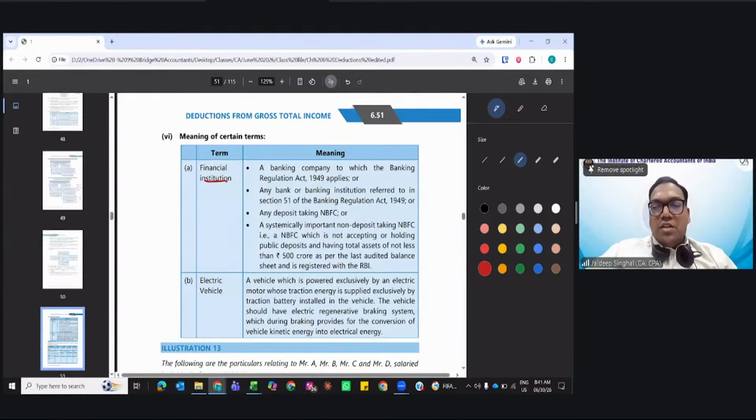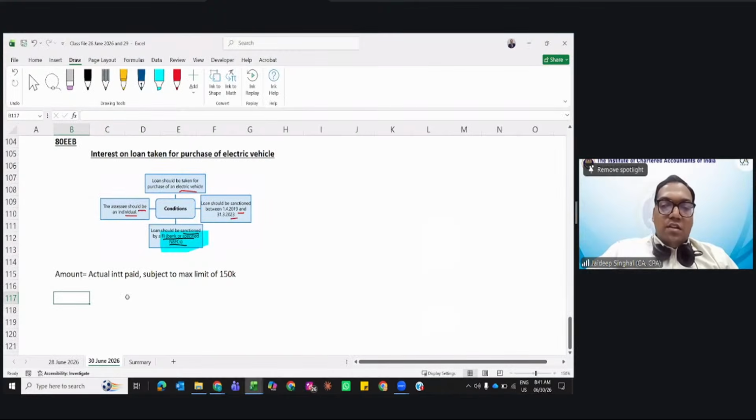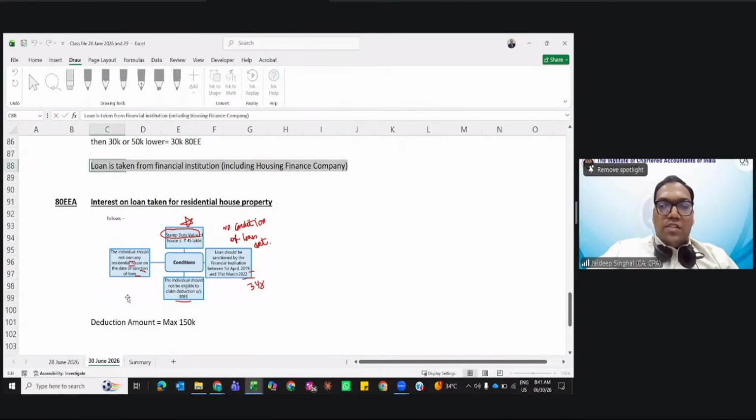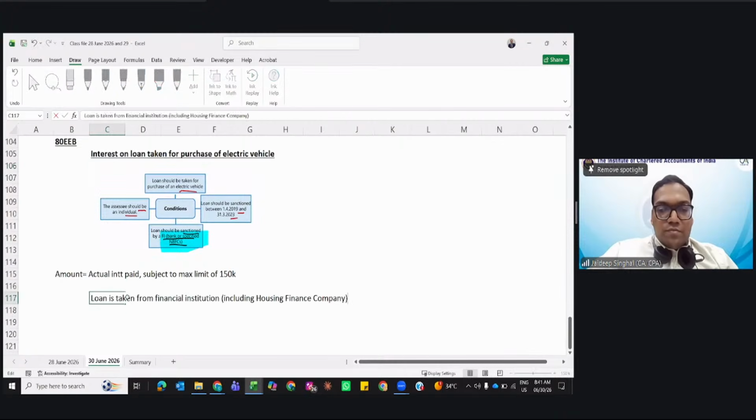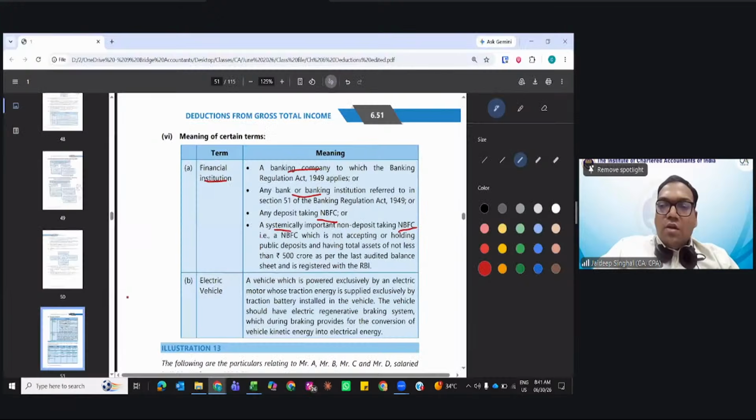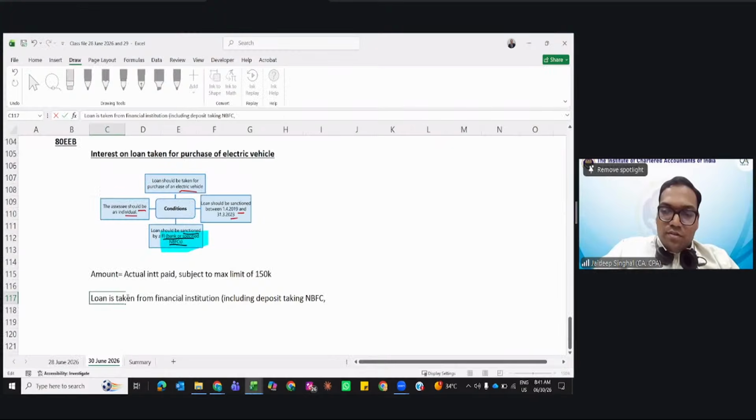What is the meaning of financial institution? Here see: banking company, bank or financial institution, deposit taking NBFC, or systemically important non-deposit taking NBFC. So even here, the loan is taken from a financial institution. It is not a house loan, so housing companies will not be covered here. Including NBFC, deposit taking NBFC, and non-deposit taking systemically important. Question can come on systemically important non-deposit taking NBFC.